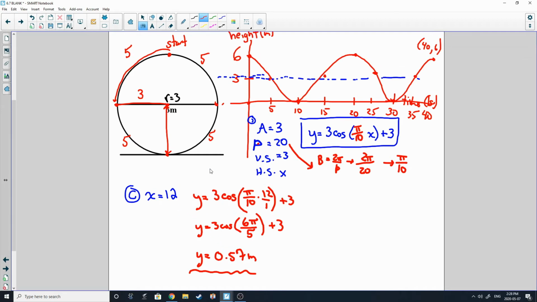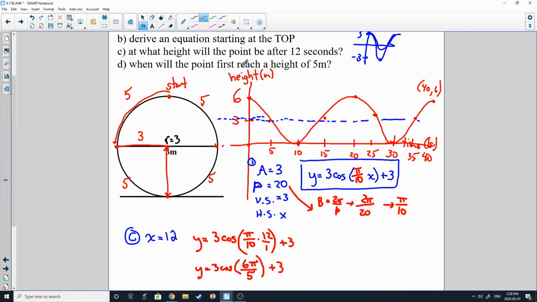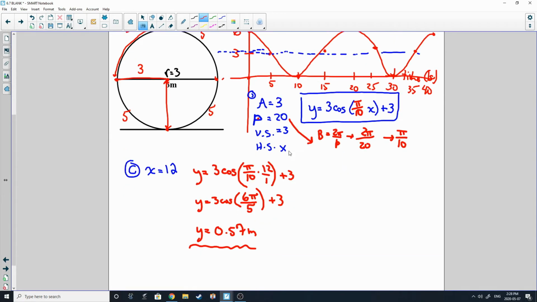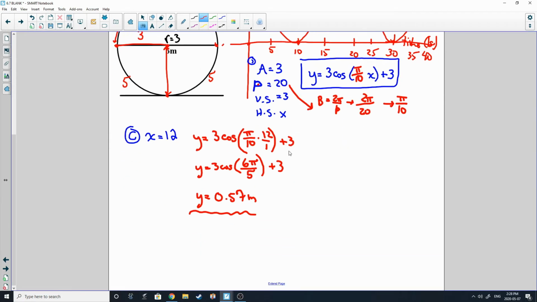Okay. What's the last one here? Because it's getting a little long. D, when will the point first reach a height of 5 meters? Now this is the reverse question. So 5 meters is the height, and that's what y is. So in part D, they're actually asking us to substitute in for y. So part D means we're going 5 equals 3 cos pi over 10x plus 3. Now, you'll want to watch this one because this one's bound to cause some issues.